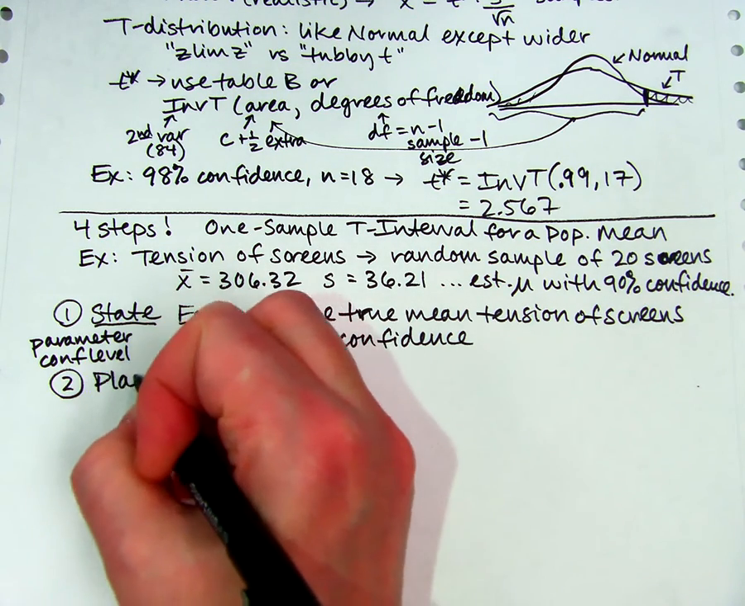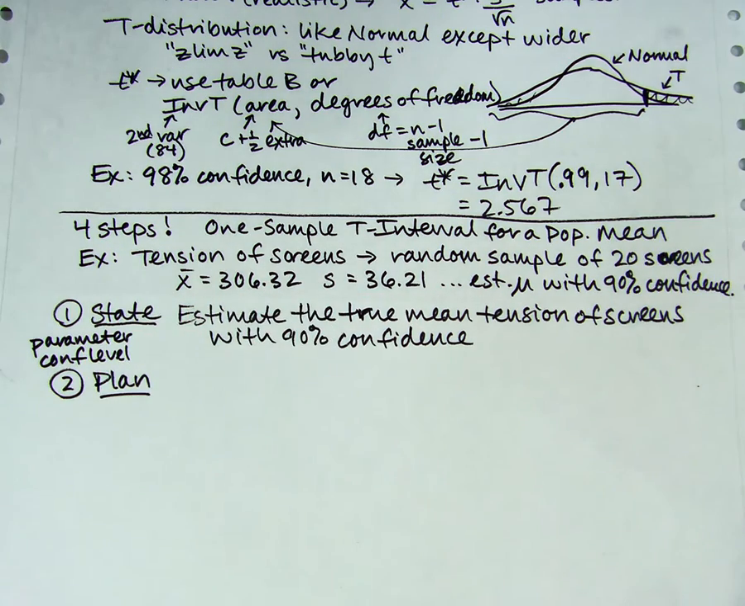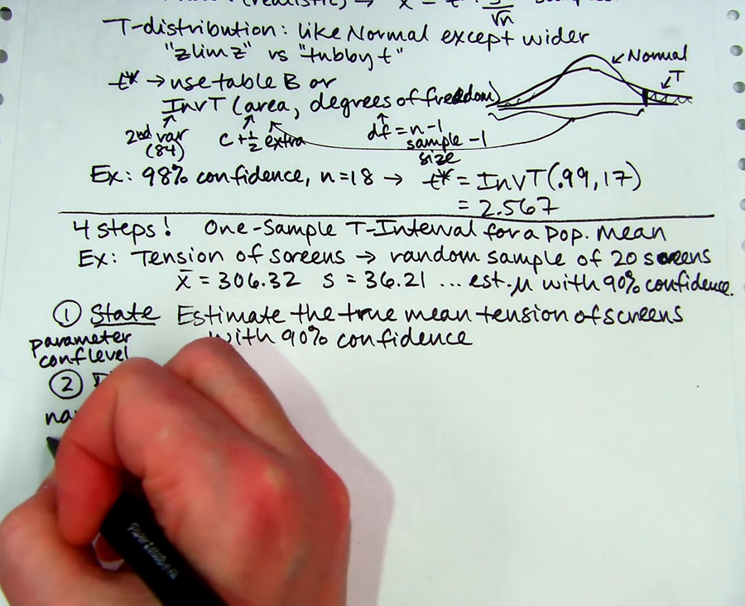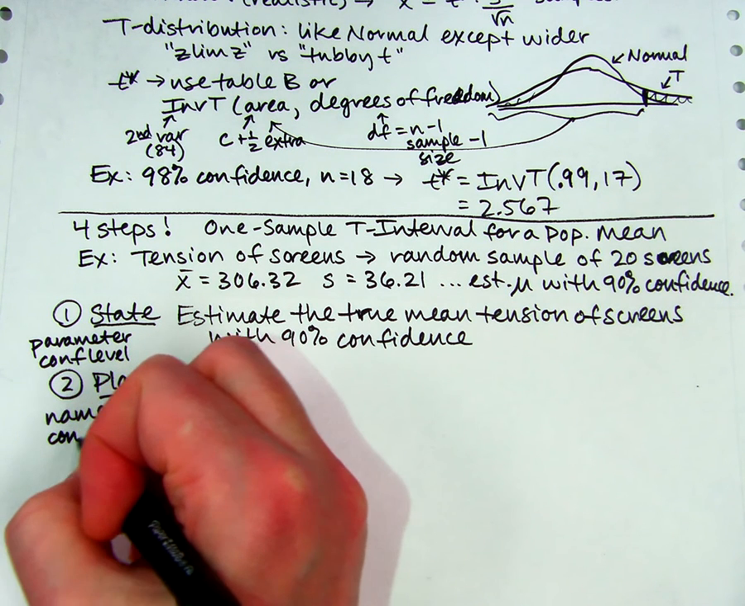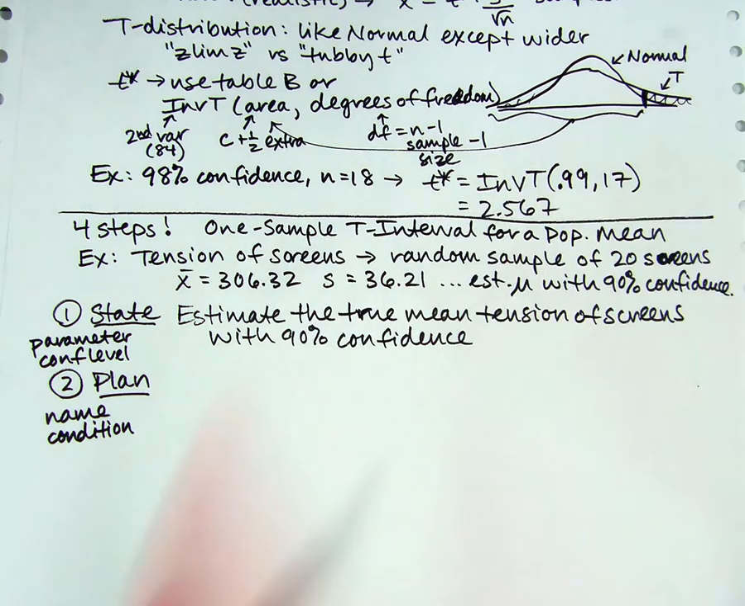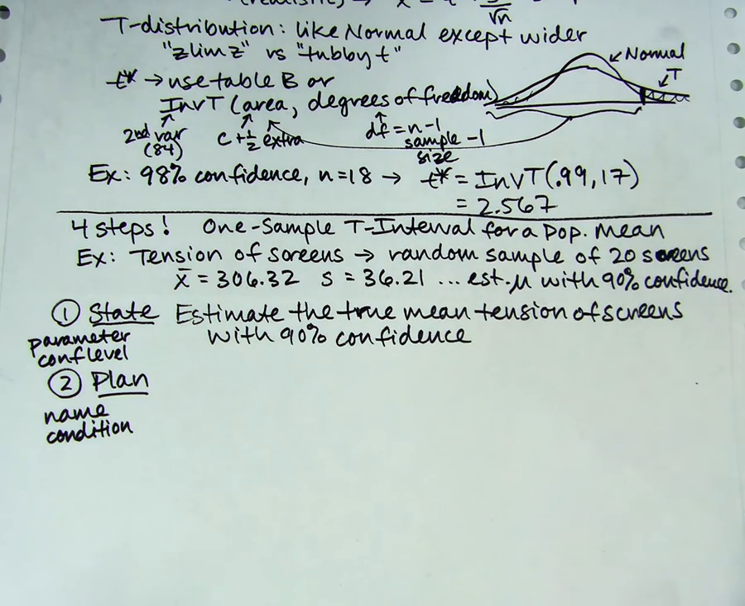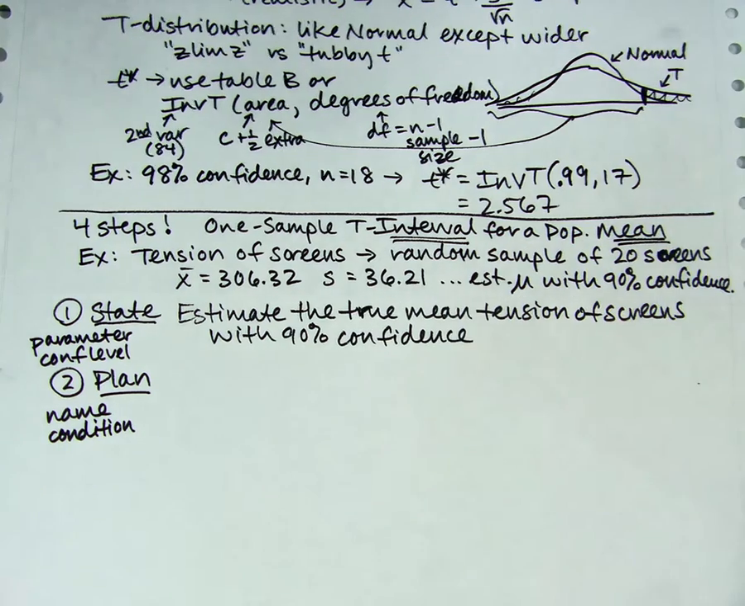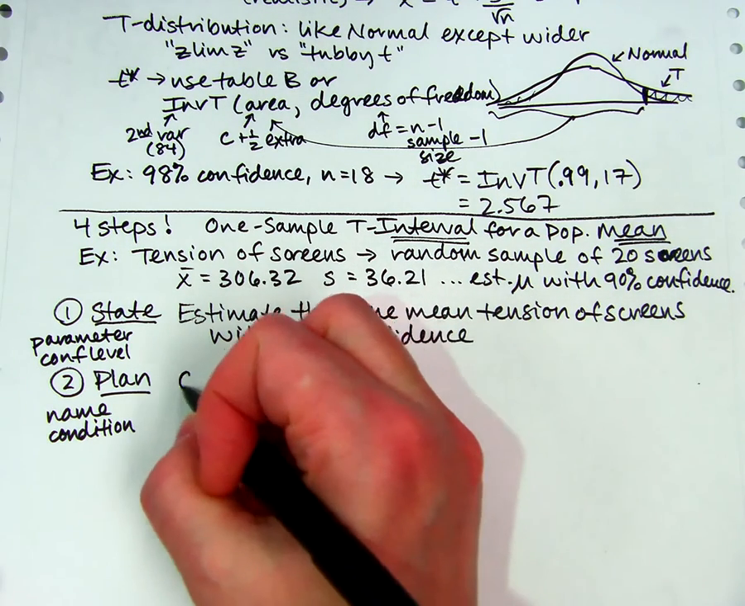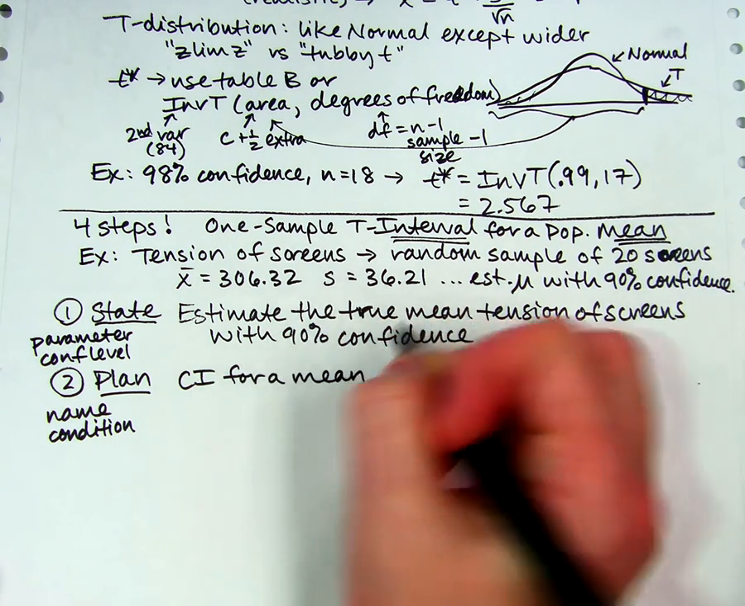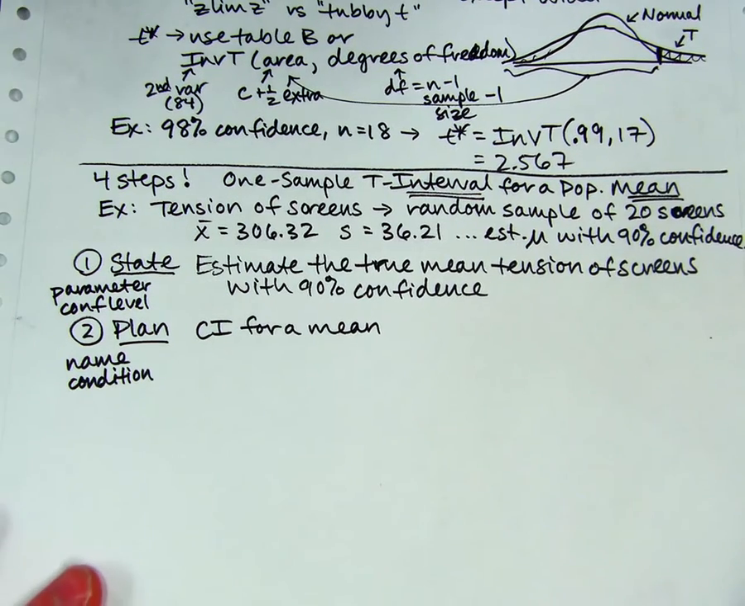Plan. So now the plan, again, is not going to surprise you very much. It's the same stuff we were doing before. So we need to name our procedure and we need to do conditions. The fancy book name is longer than I require. I would say the most important words here are interval and mean. You got to have those 2 words in there somewhere. So I'm going to say I'm going to do a confidence interval for a mean, and that is good enough for me. Or you could even say for mu.